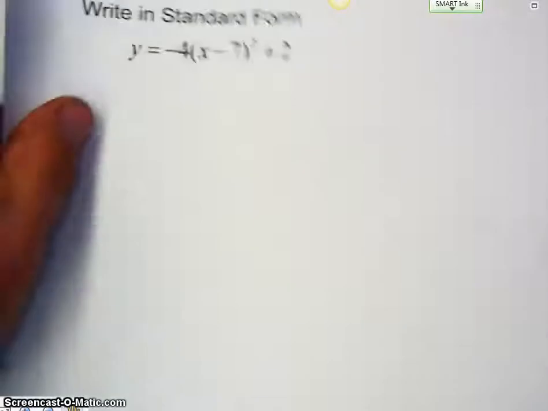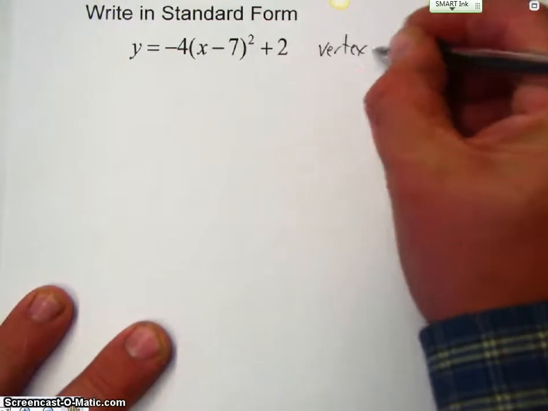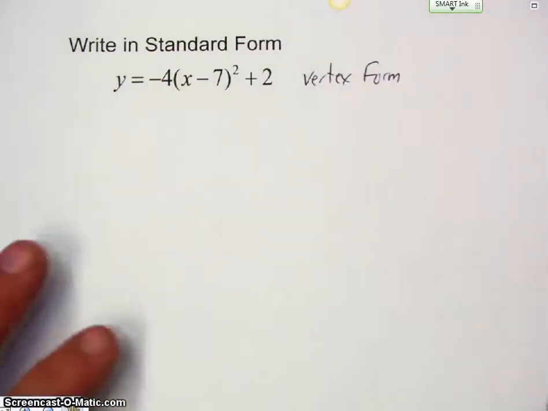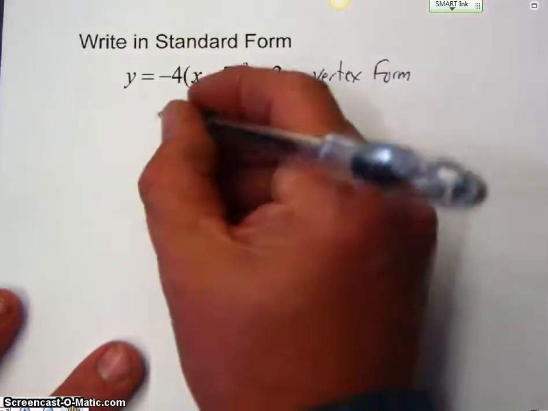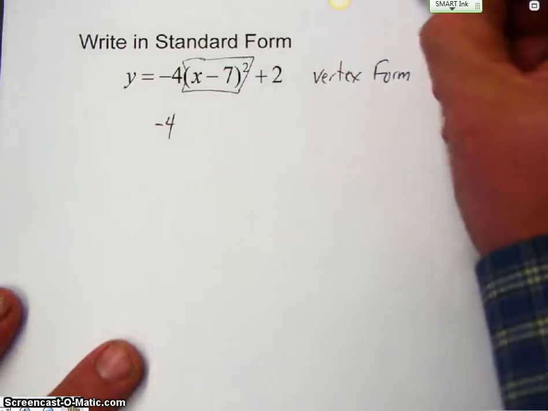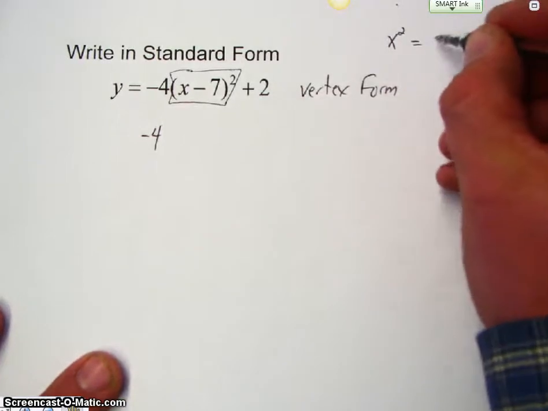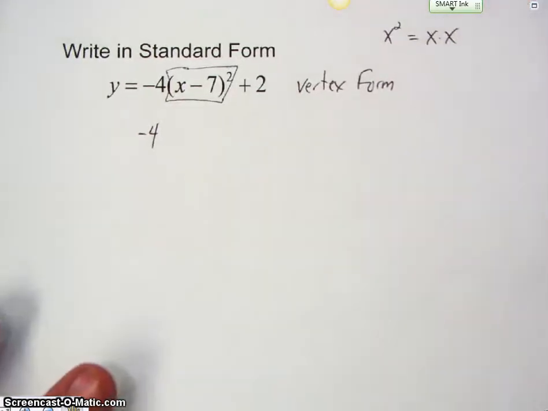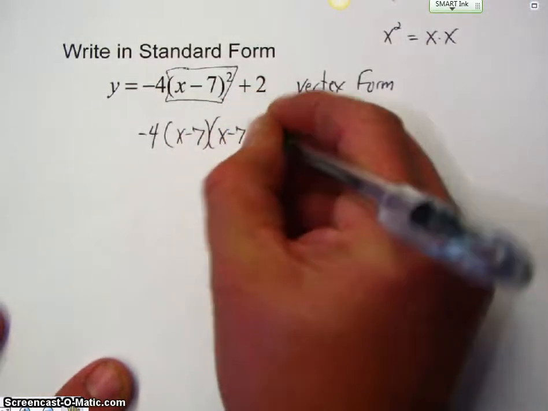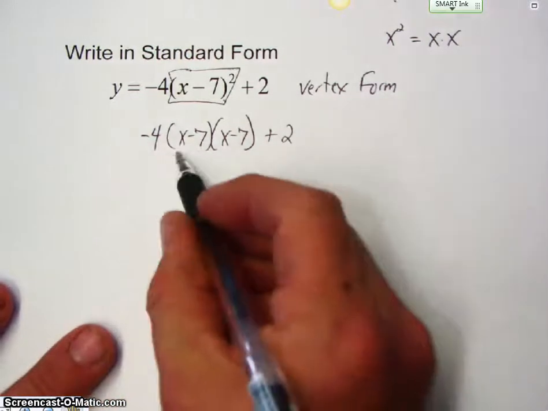Alright, the next example, you notice this is vertex form. So there might be like a pre-step before we do FOIL. The first thing I like to do is write out what that means. If I had x squared, that's the same thing in standard form as x times x. So that goes to say that I have x minus 7 times x minus 7. And we got the plus 2. So this is like the pre-step. In other words, rewrite it out like that.